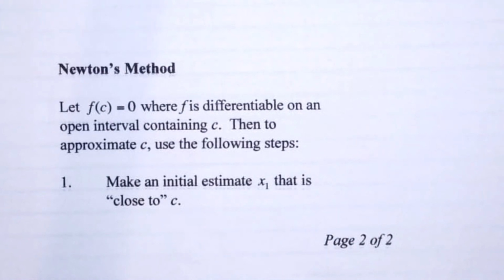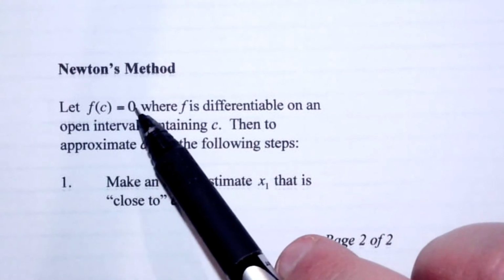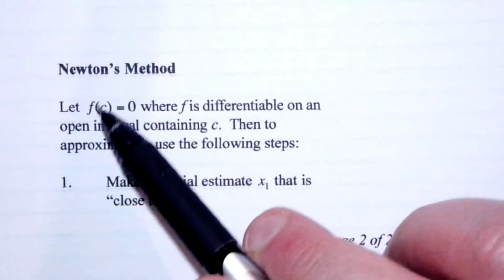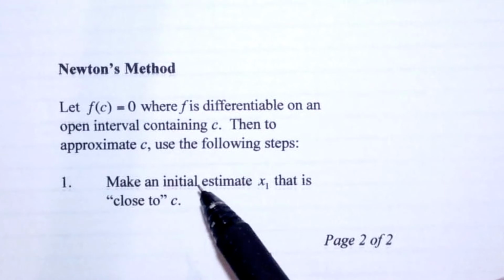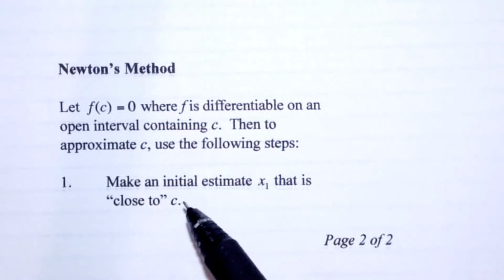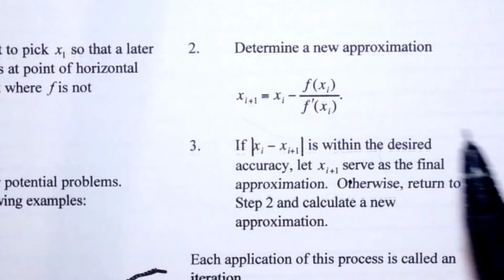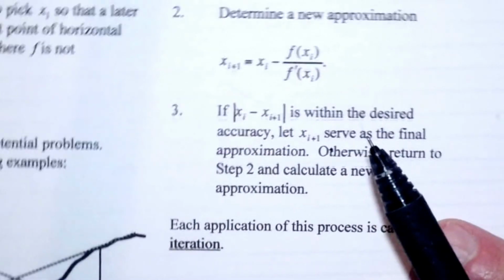Alright, so Newton's method, how does it work? What are the steps involved? Well, you first rewrite the equation so that you get 0 on one side, and then this is your f of c, or f of x. You make an initial estimate, x1, that we think is close to the solution c. Then you use this formula to get the further approximations.